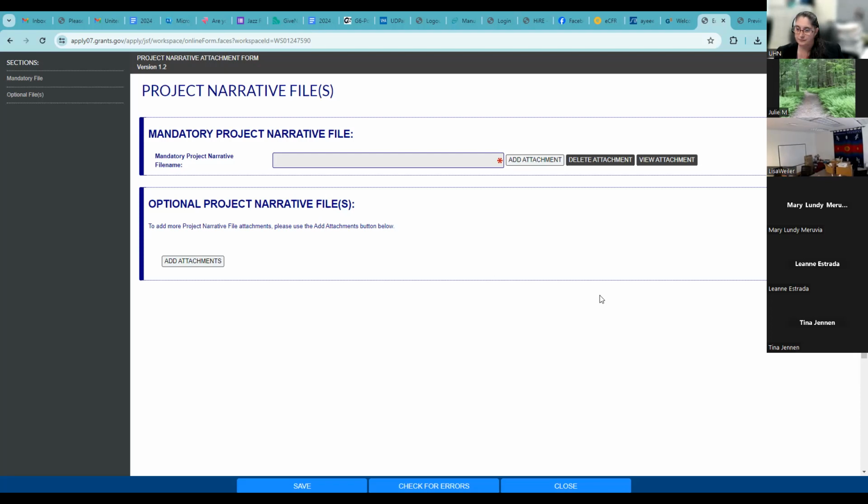I'm sorry, I don't understand. What is the difference between the mandatory project narrative file attachment and the optional project narrative file attachments?